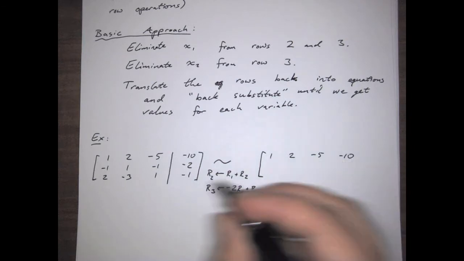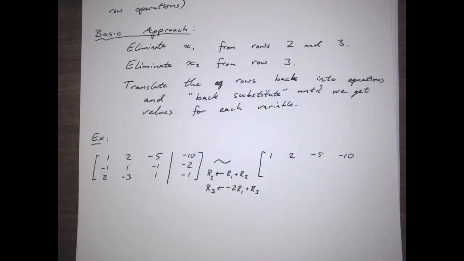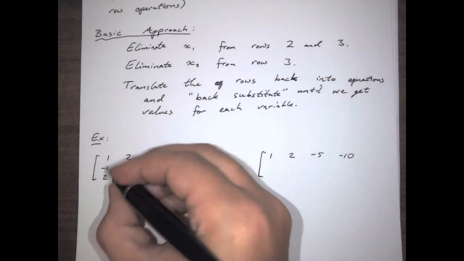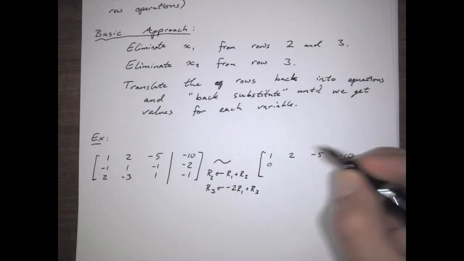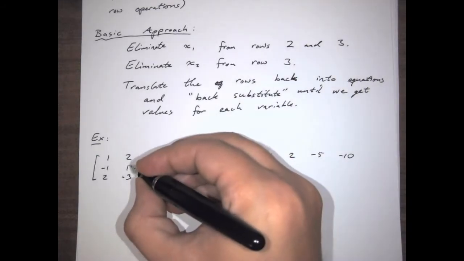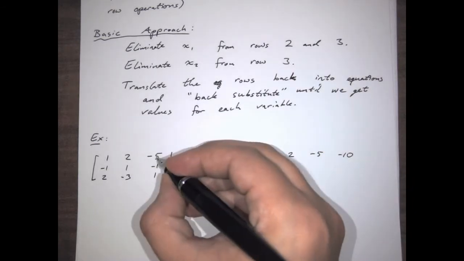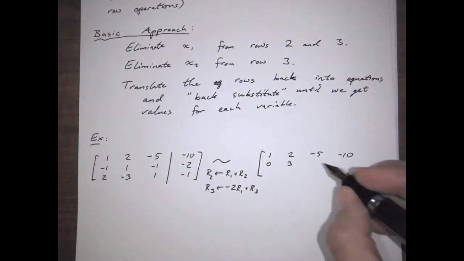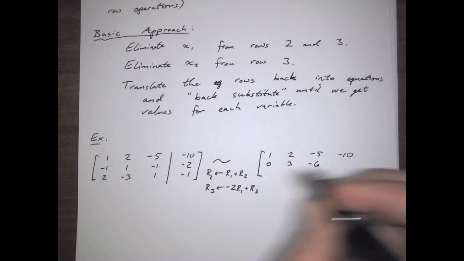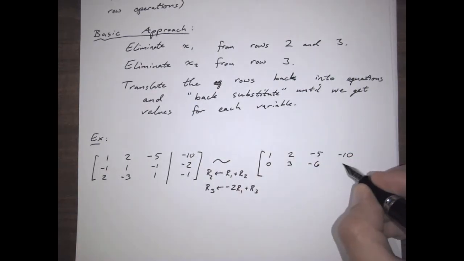So here's row 1, same as it ever was. Now as for new row 2, it's going to be 1 plus -1, which is 0. It's going to be 2 plus 1, which is 3. It's going to be -5 plus -1, which is -6. Then it's going to be -10 plus -2, which is -12.